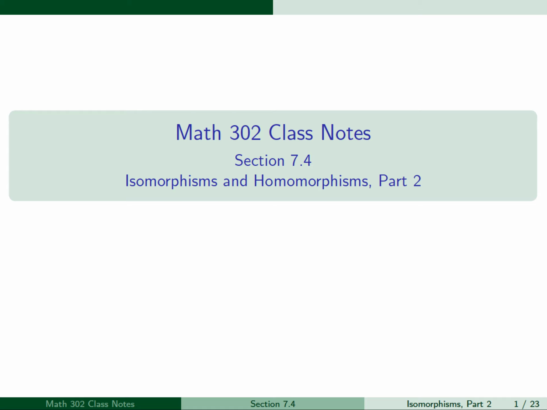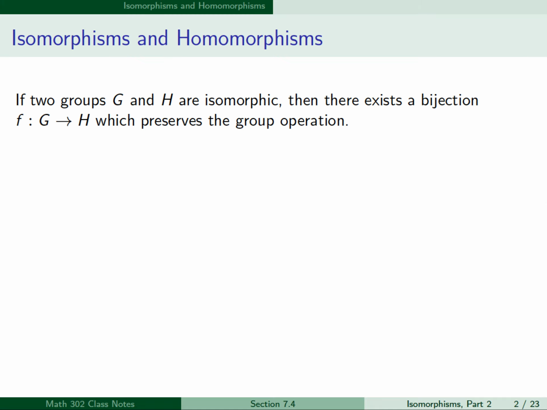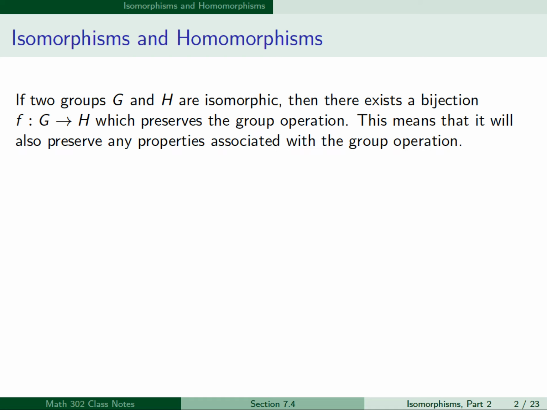This is the video for part 2 of section 7.4, Isomorphisms and Homomorphisms. Now, if two groups G and H are isomorphic, then there exists a bijection f from G to H which preserves the group operations. This means that it will also preserve any properties associated with the group operation.